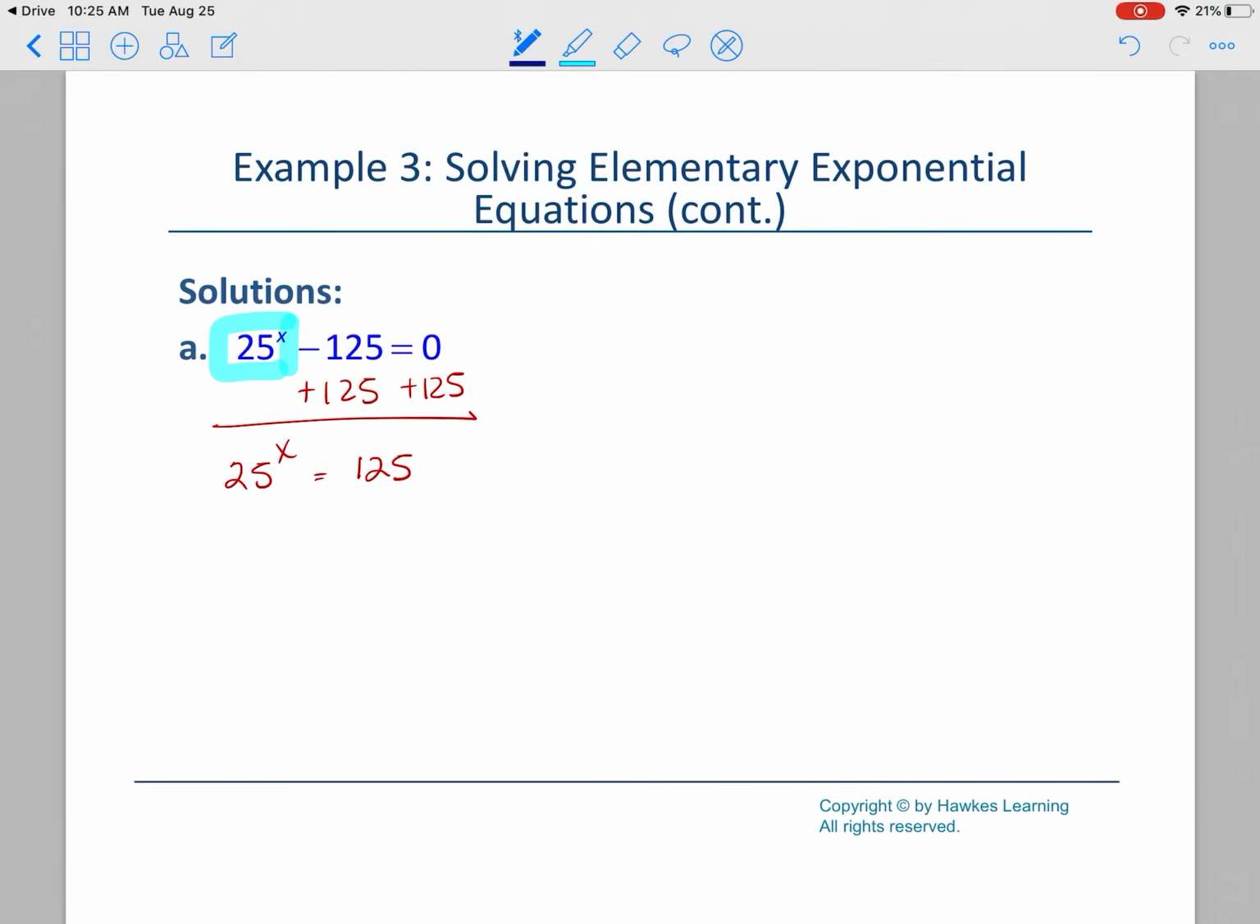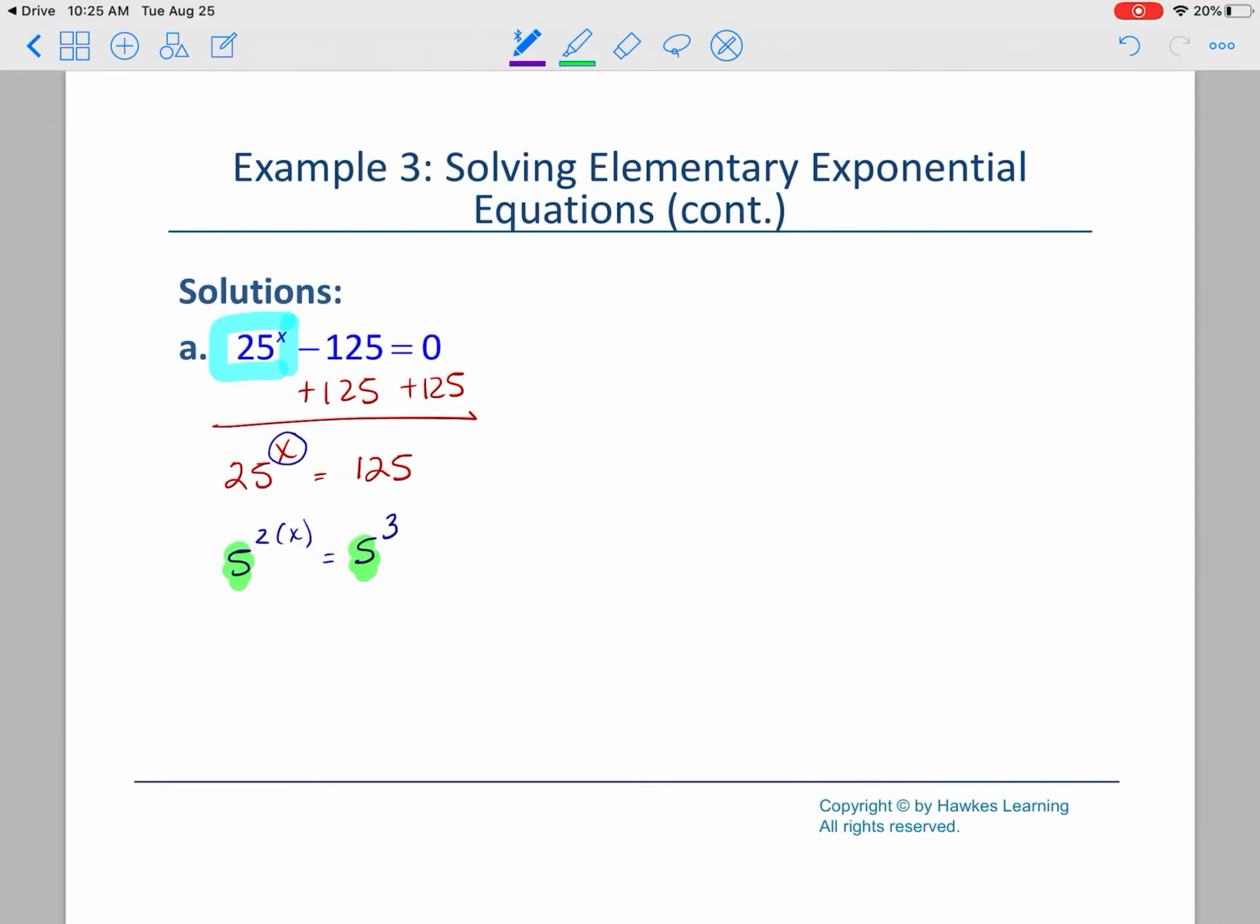So 25 is 5 squared, and then I'm going to have times x because that still stays in my exponent. And then 125 as a base of 5 is 5 to the 3rd power. Now the whole reason I did that is my bases are now the same, both 5.